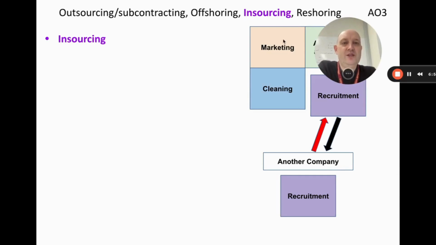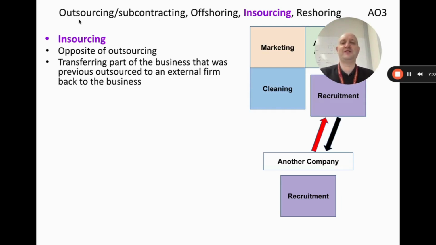Moving on to insourcing. So we saw earlier that reshoring is the opposite of offshoring. Now, insourcing is the opposite of outsourcing. Confused? Well, let's go through it again. So insourcing is the opposite of outsourcing. So we're transferring part of the business that was previously outsourced to an external firm back to the business. Let's just go through that.